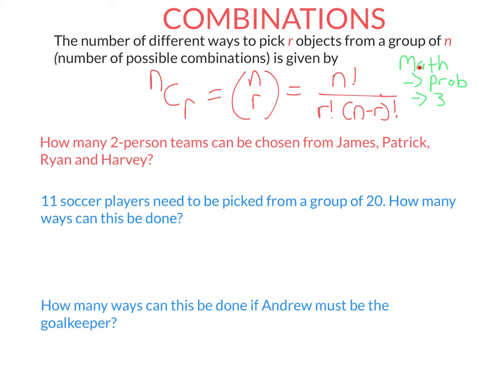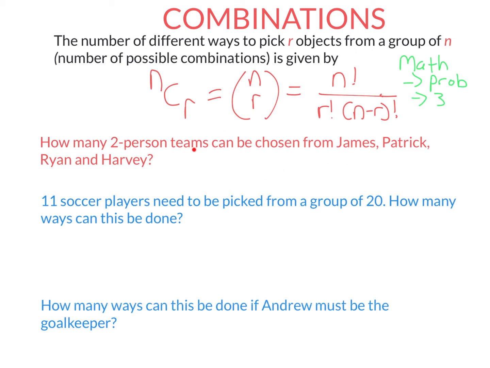If you press the math button, then you go to the top and scroll across to PRB for probability, and then the third option there is NCR, and it can calculate for you, so you don't have to sub into this formula. So this is the kind of question we could use it for.